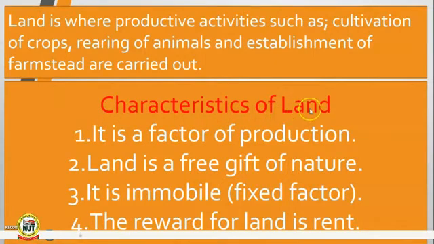Characteristics of land. Some things that distinguish land from other things, that make land different from other factors of production. Number one: land is a factor of production. Without land, production such as the cultivation of crops, rearing of animals, establishment of farmstead will not be possible because they cannot be produced or constructed on air.